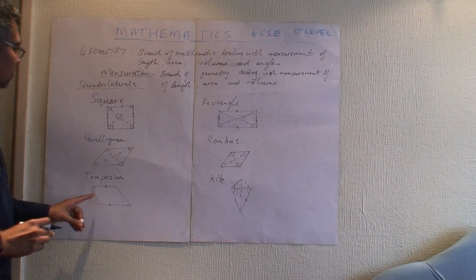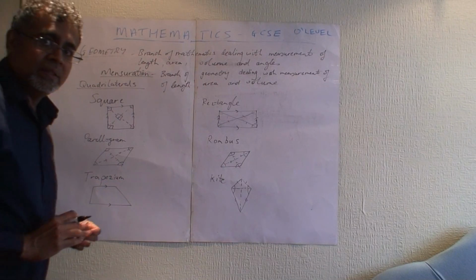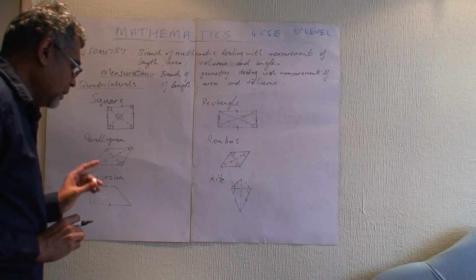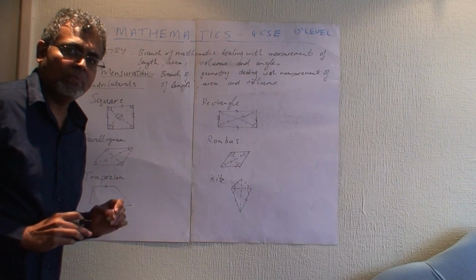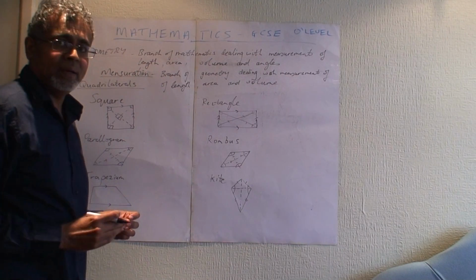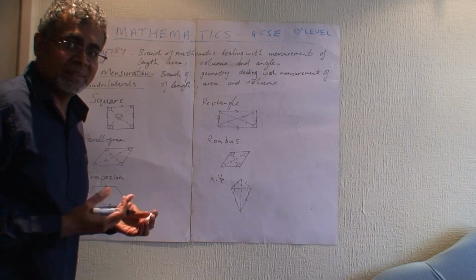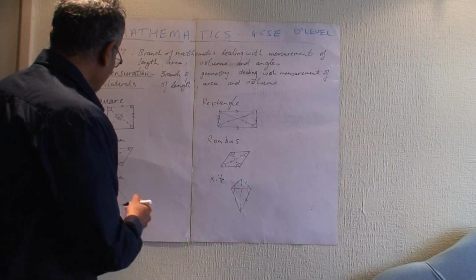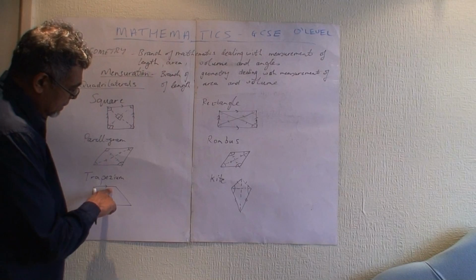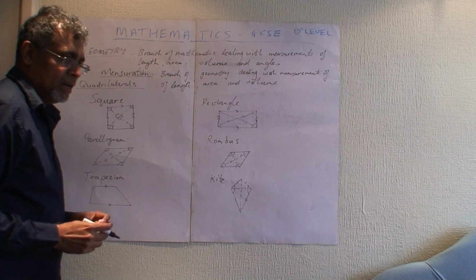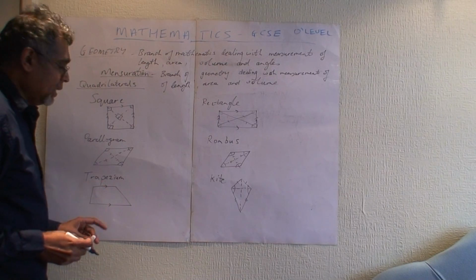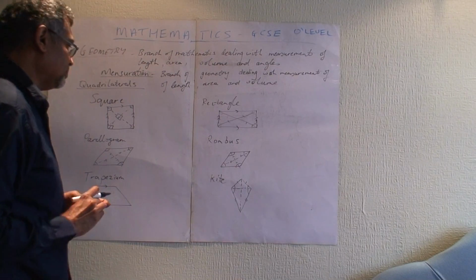The next shape is the trapezium. The trapezium has only one pair of parallel sides, just one pair. This side and this side are both parallel. They're not of equal length, but they are parallel to each other.